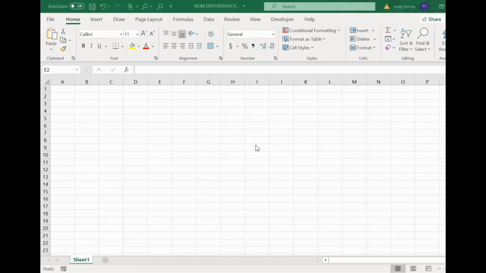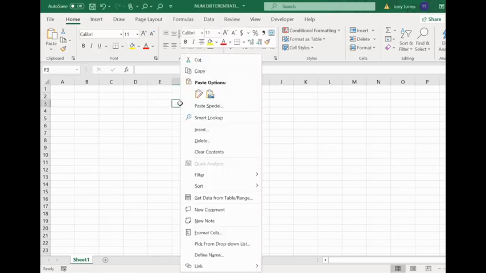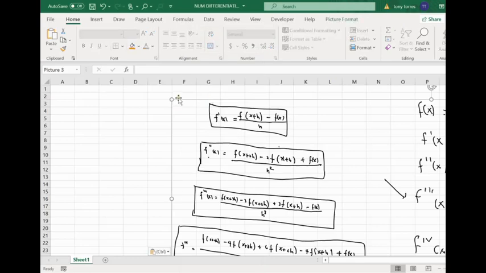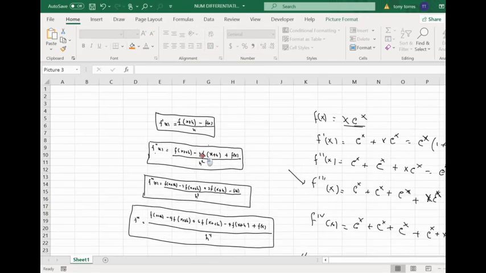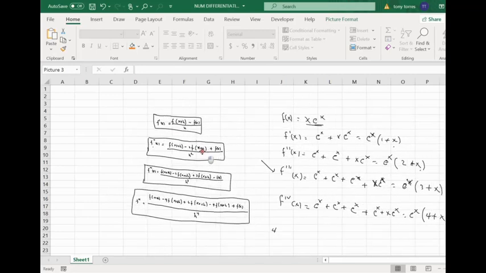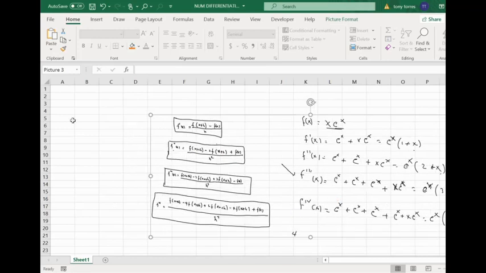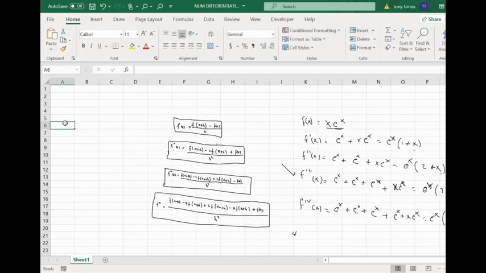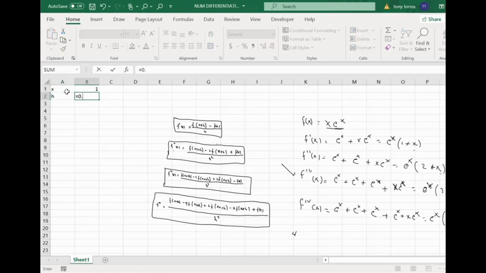All right, so here we are in Excel. Let's paste all that work that we did in OneNote. Here it is. Perfect. And let's see how we do this. One thing that we certainly can do, let's define some values here. For x, let's say that we want to work around 1. For h, let's pick a value small enough, 0.001.